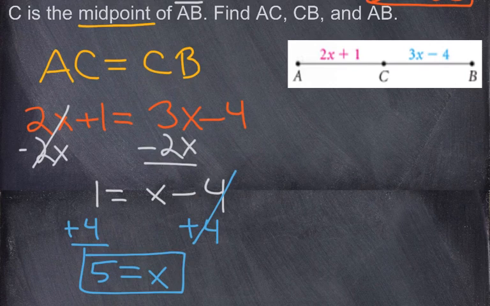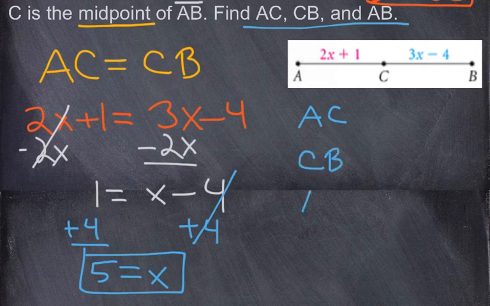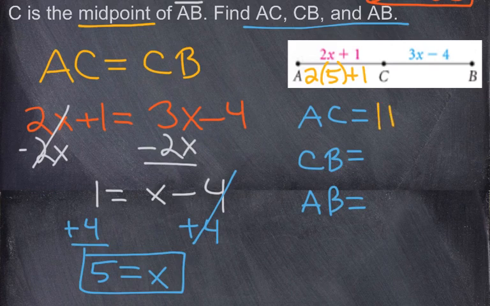And again, that's actually not even what it's asking us to find for our final answer. Notice nowhere in the directions does it say solve for x. Now we had to solve for x in order to find what we're looking for. It says AC, CB, and AB. We have to find all three of those. Well, now we know x is equal to 5. So AC, 2 times 5 plus 1, gives us 10 plus 1, which is 11.